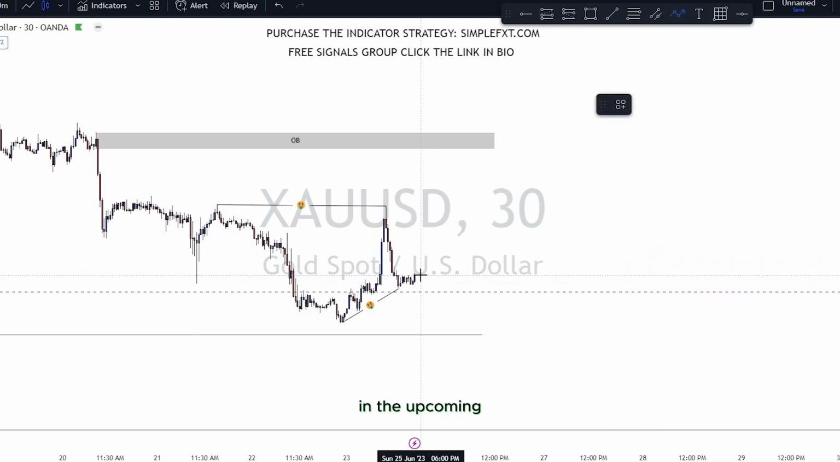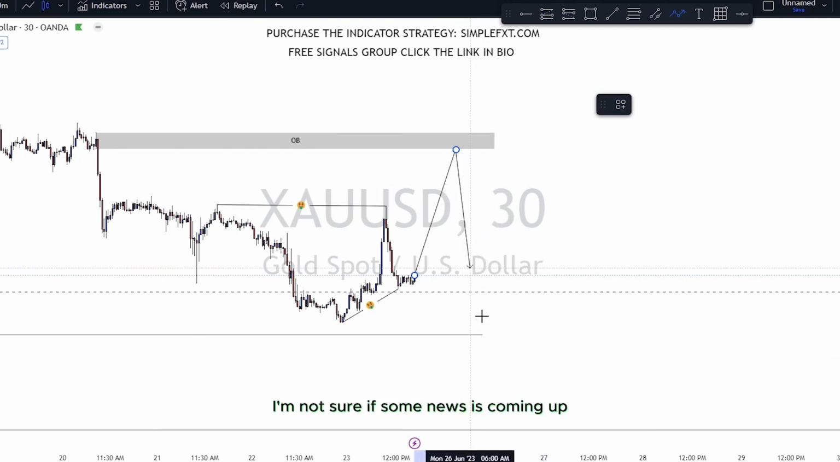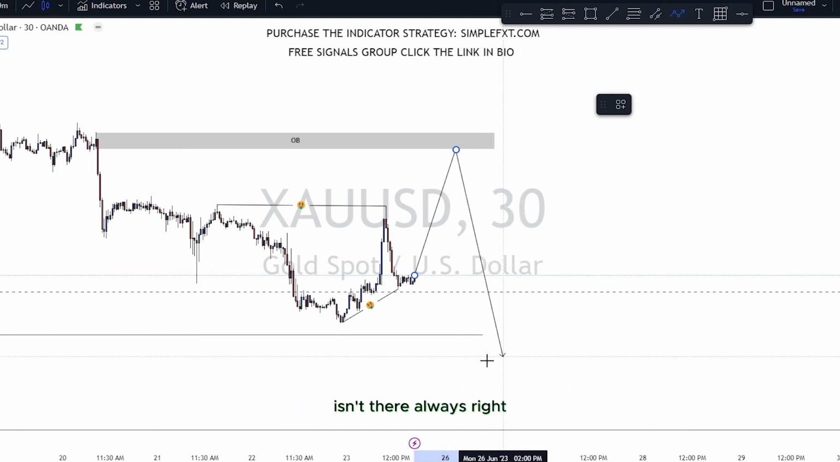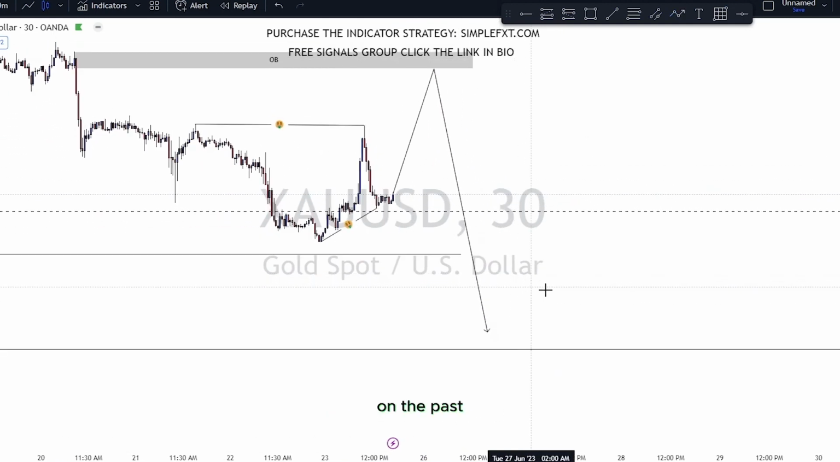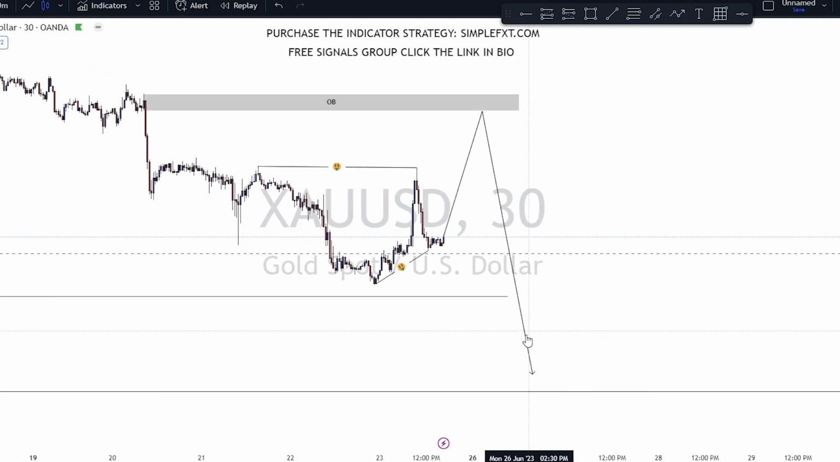But I said before, in the upcoming next 2 days after market opens for me Sunday 5 p.m., so that's pretty much tomorrow, starting then I'll be looking for price to start trickling up, taking out buy side, and then go into our order block right here, probably by Tuesday. I'm not sure if some news is coming up. I'm pretty sure there's going to be news, isn't there always? I haven't checked yet, but if there is, that could be the catalyst to push us further down and help us start taking out these sell side liquidities.